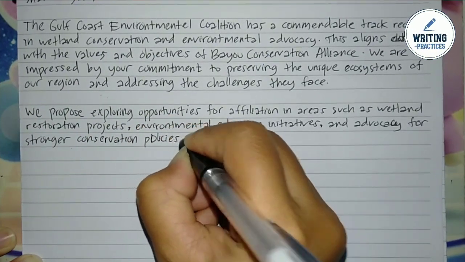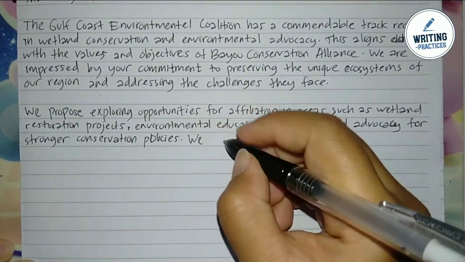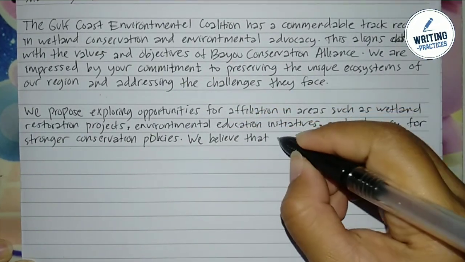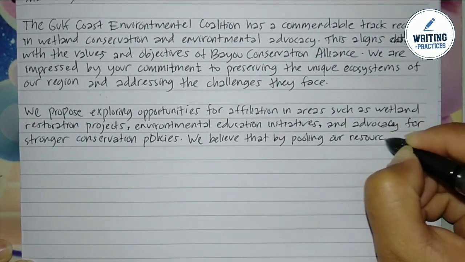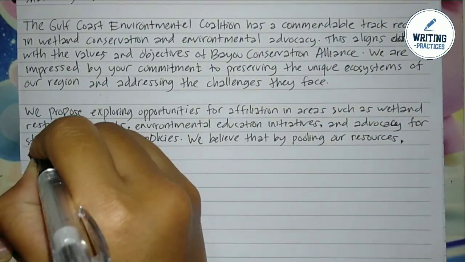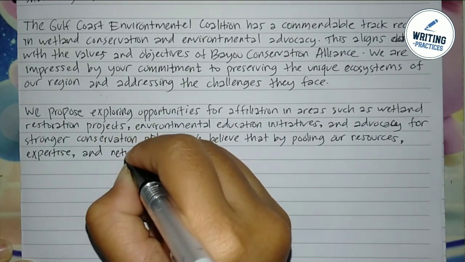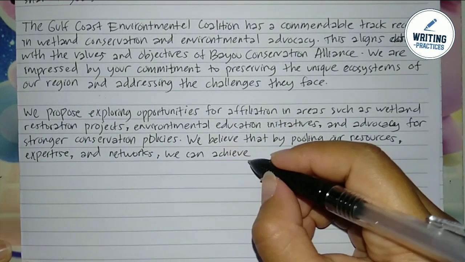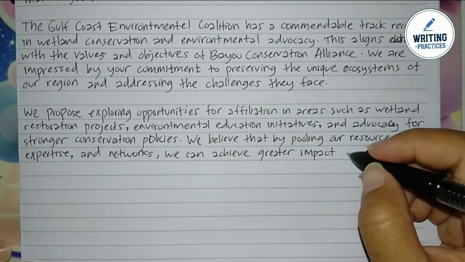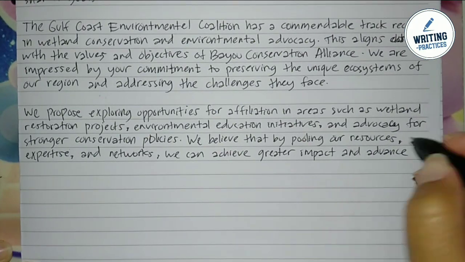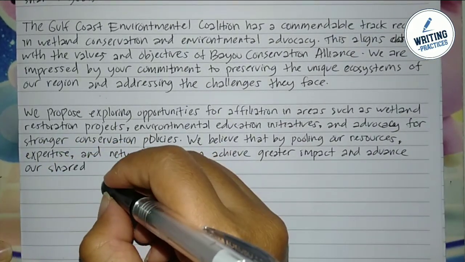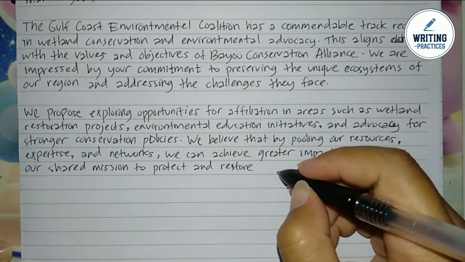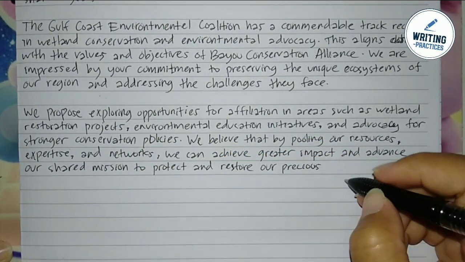In the provided letter, this paragraph suggests exploring affiliation opportunities in wetland conservation, education, and advocacy. And here, the writer told the recipient, "We believe that by pooling our resources, expertise, and networks, we can achieve greater impact and advance our shared mission to protect and restore our precious coastal environments." This paragraph should be able to give a big picture of what the affiliation looks like, so the recipient understands what you want in a clear image.